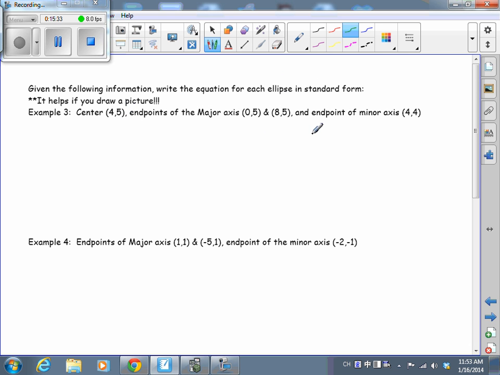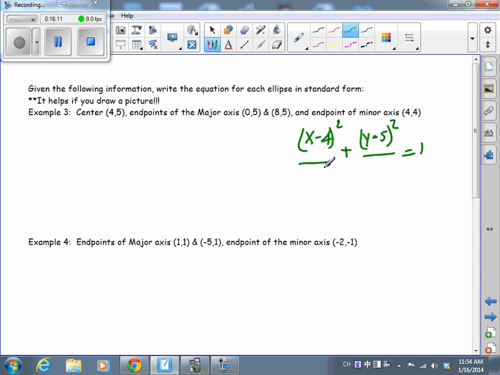If the center is at 4, 5, I know that it's x minus 4 squared plus y minus 5 squared equals 1 over. Now I'm going to show you the best trick I've ever. Look at the endpoint of the major axis. Which one is changing? So the x is changing. Therefore, where do you think the big number is going to be? Under the x. You see, I don't need to graph it. I just know that the x is changing, so it's going to be under the x.